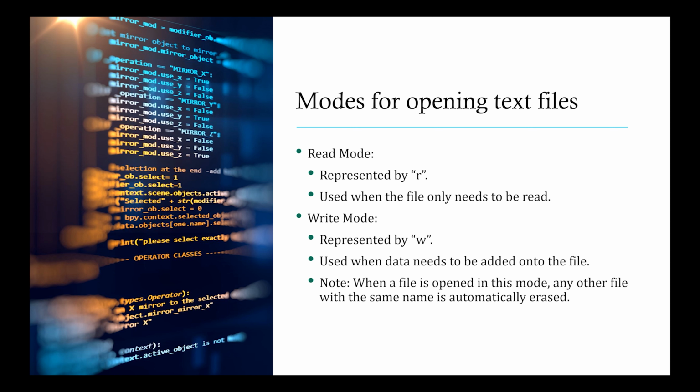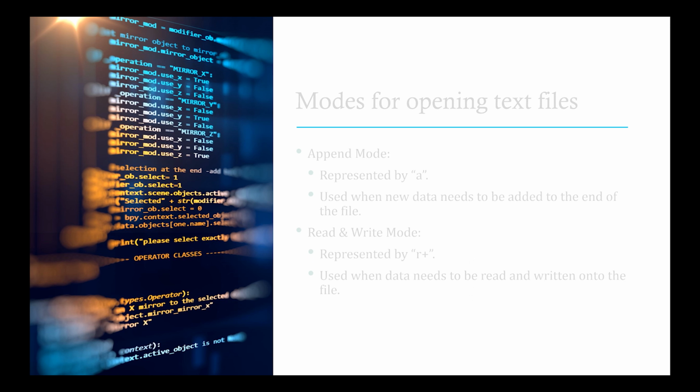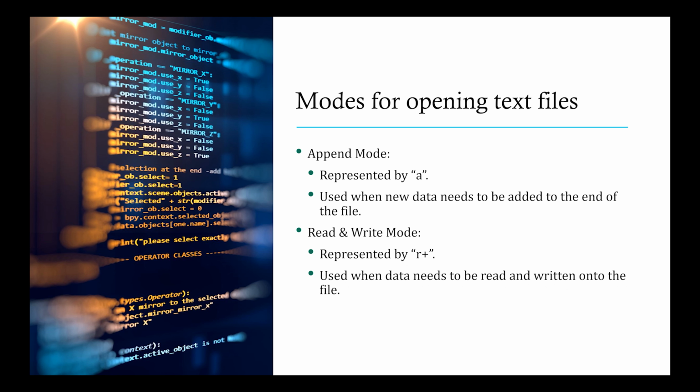Next, the write mode. It is represented by the letter W and is used when the file needs to be opened and modified, such as editing and adding new information to the file. It should be noted that any files with the same name shall be erased while using this mode. Next, the append mode. It is represented by the letter A, is only used when you want to add new information to the end of the file.